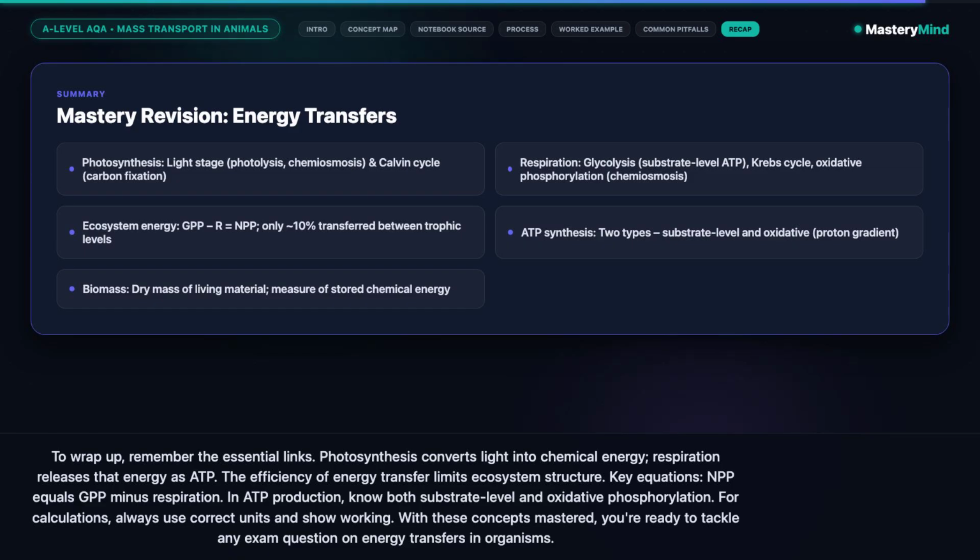In ATP production, know both substrate level and oxidative phosphorylation. For calculations, always use correct units and show working. With these concepts mastered, you're ready to tackle any exam question on energy transfers in organisms.